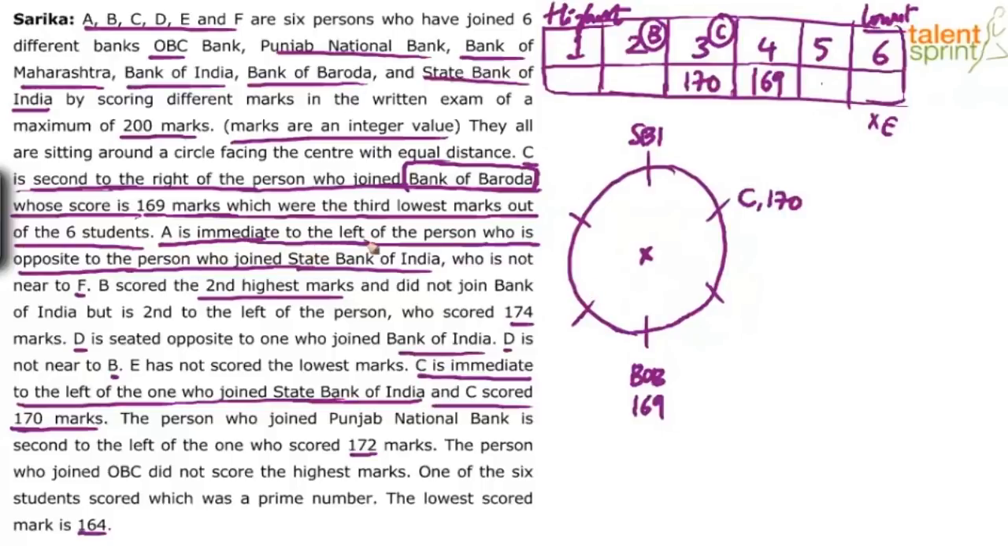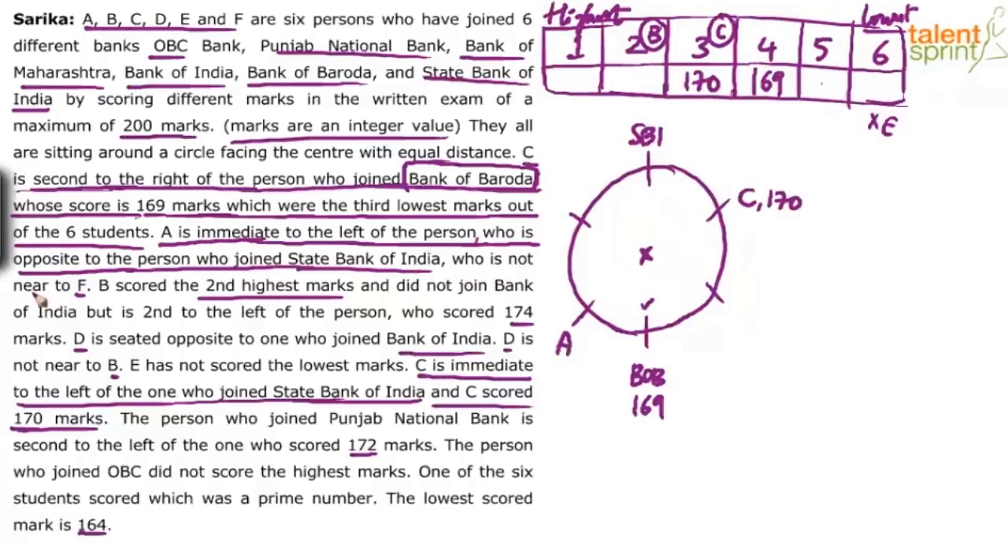So A is immediate to the left of the person who is opposite to SBI. Opposite to SBI is this. A is on the immediate left of this person. You understand? This person is opposite of SBI. Immediate left is what? Left is clockwise. Immediate left is this one. So A comes here. Opposite to SBI, immediate left is A.